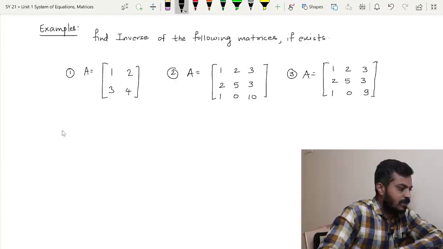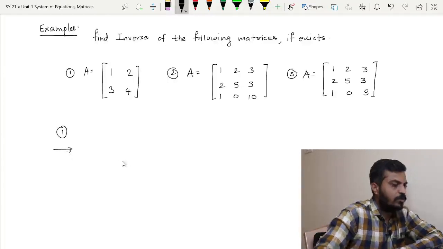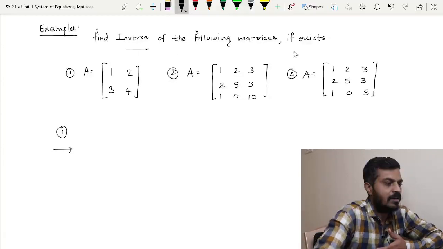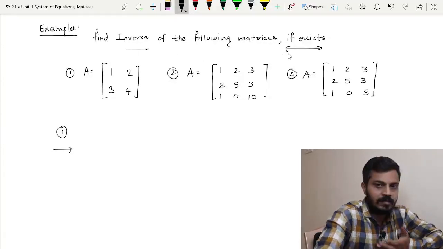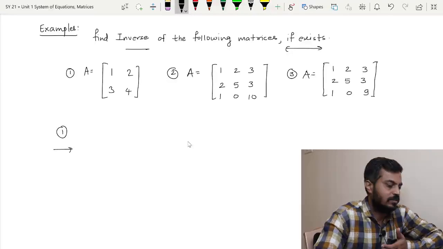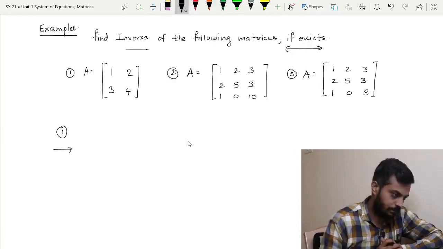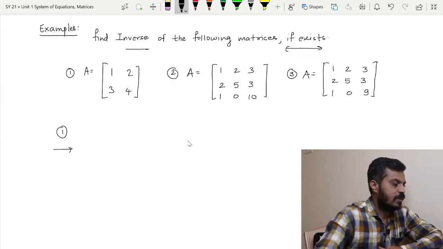So over here you can see that a 2 by 2 matrix is given to us, and the question asks to find the inverse, provided it exists. It may happen that the inverse of some matrices may not exist. So the question is how to decide that, and I will tell you while discussing these examples.